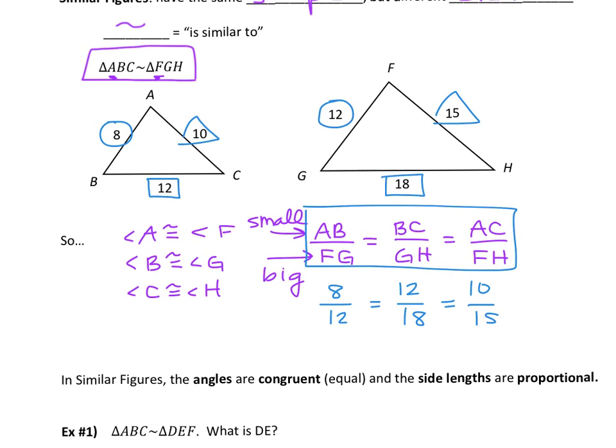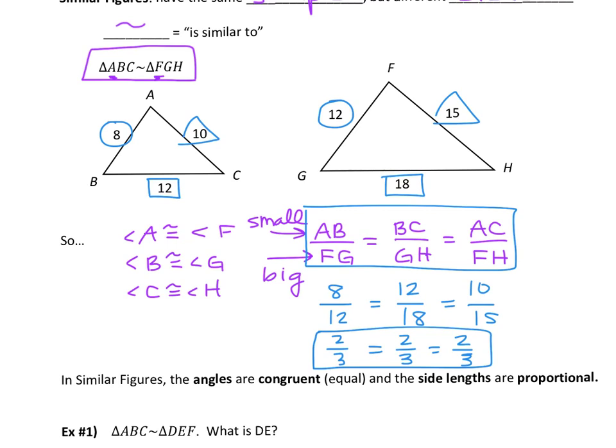The way that you can check it is just reduce those fractions. So 8 over 12 would reduce to what? If we divide both by 4, 2 over 3. Okay, what does 12 over 18 reduce to? 2 over 3. Divide by 6, you would get 2 over 3. And then 10 over 15, if you divide by 5, you get 2 over 3. So this tells us that they are in fact similar. They get the same ratio. Okay?